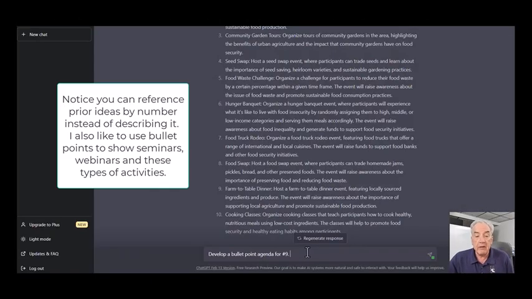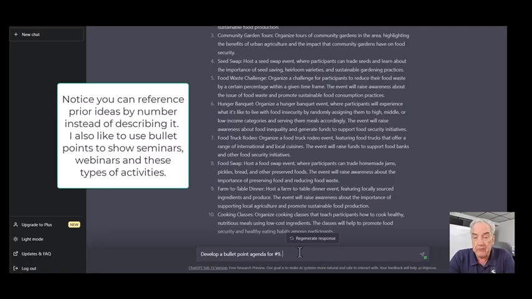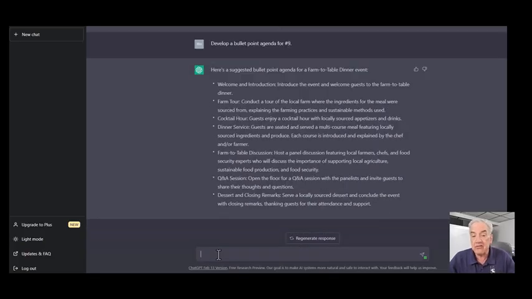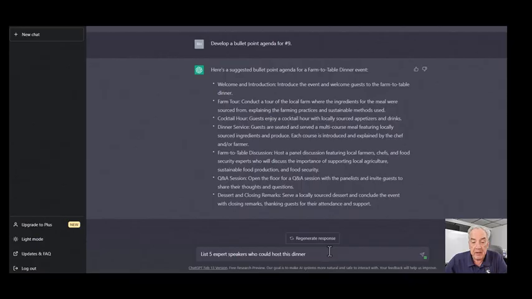So for the fun of it, the farm to table dinner looks really interesting. It would be a great way to promote locally produced foods as well as to meet with donors. So I'm going to ask it to develop a bullet point agenda for doing number 9. So this is a nice structure for a dinner that would promote farm to table and the importance of local produce. Next, I probably want some experts there who could attract a lot of people. So let me ask if there are 5 expert speakers who could host the dinner.